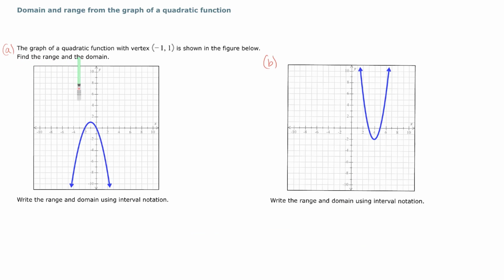The graph of a quadratic function with vertex -1, 1 is shown in the figure below. Find a range and a domain. Write the range and domain using interval notation. We know the vertex is -1, 1. And the domain of a quadratic function is a little bit easier to see. It's the set of all possible x values on this graph.